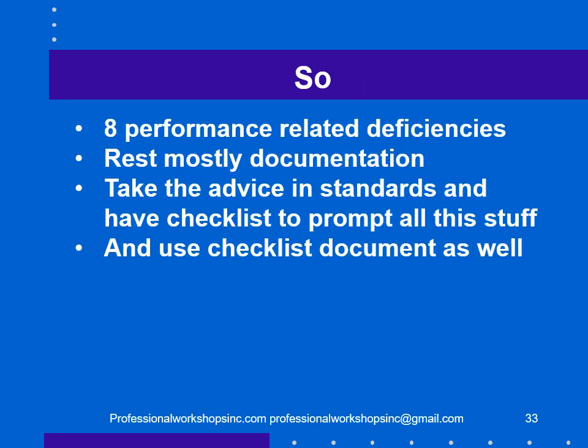So eight performance-related deficiencies. The rest are mostly documentation. So take the advice of standards and have a checklist to prompt all this stuff, and use a checklist to document as well. And you'll recall that as we went through this, there were several places where the checklist might have provided satisfactory documentation. Other times it's just a checklist prompt. I did it, and the documentation is on the following working paper. So that's a checklist prompt to where we've done and prepared documentation.